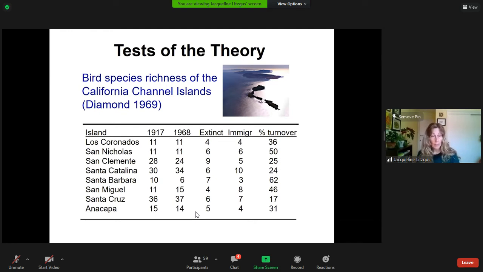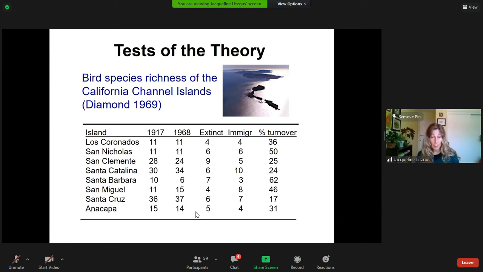So for this work on the Channel Islands, this is breeding bird records. Breeding bird surveys were done on the islands in 1917, and here are the different islands and the number of bird species that were there in 1917. Then Jared Diamond went back and did follow-up surveys some decades later.